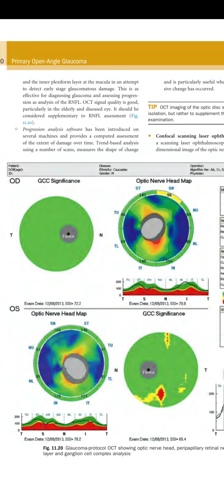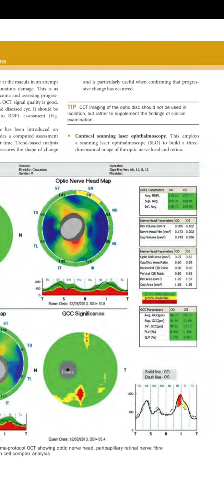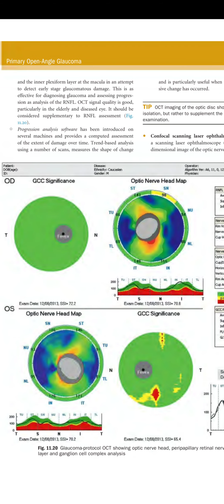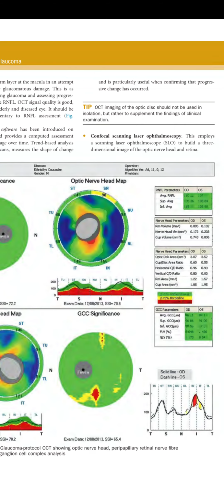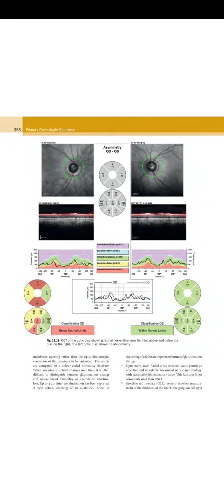Trend-based analysis using a number of scans measures the shape of change and is particularly useful when confirming that progressive changes have occurred. So basically, there is certain software installed in OCTs to check the progression of the disease in the same patient. Tip: OCT imaging of the optic disc should not be used in isolation but rather to supplement the findings of a clinical examination. So basically OCT is just to supplement the findings.